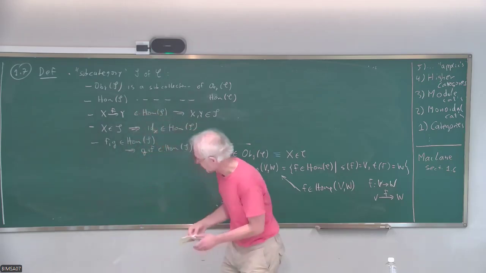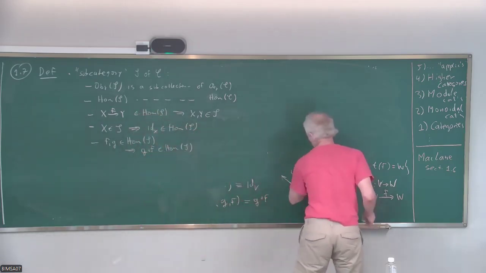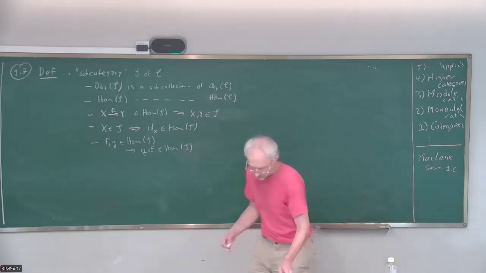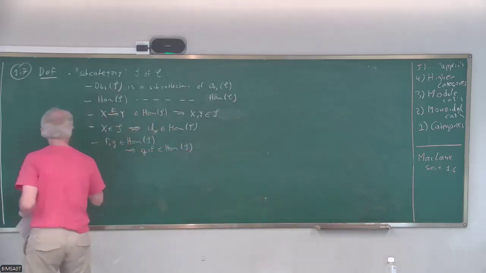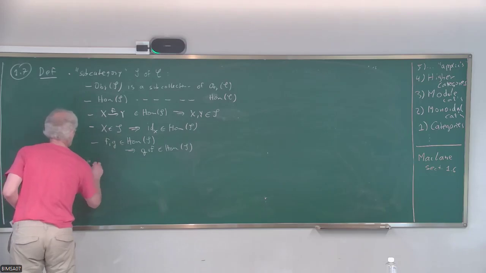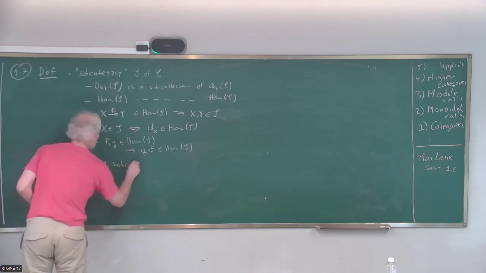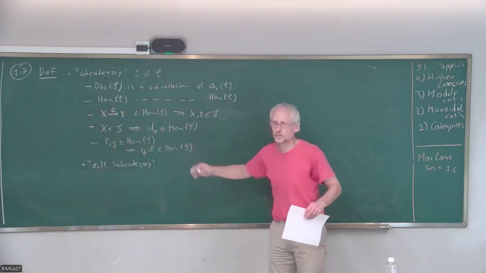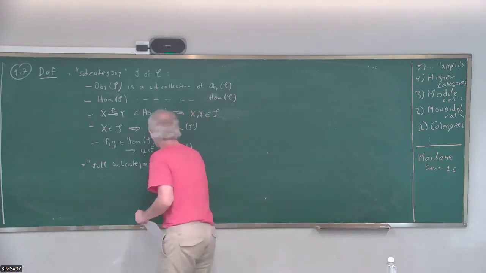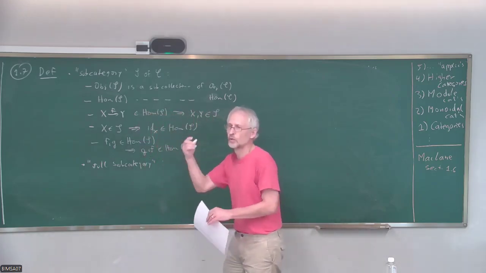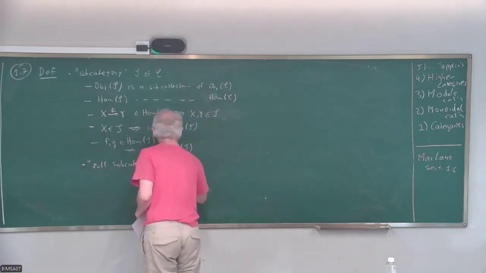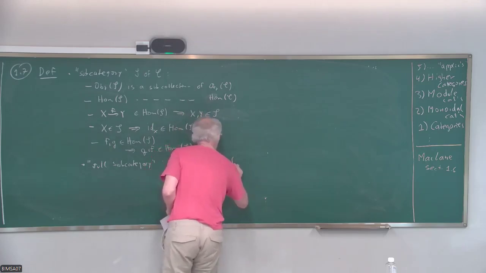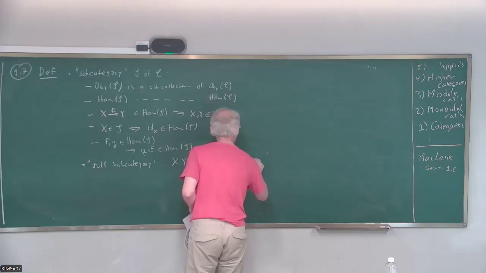And there are two important types of subcategories. Well, the first one may be more important, but the second one we should also have heard about. This is a full subcategory. So in general, you take some of the objects and some of the morphisms. For a full subcategory, whenever you take two objects, you take all morphisms between them. So if X and Y are in S, then the hom in S between X and Y is actually hom in C.